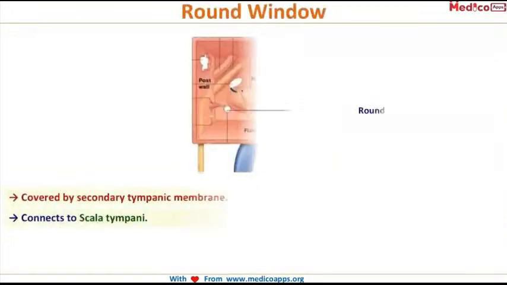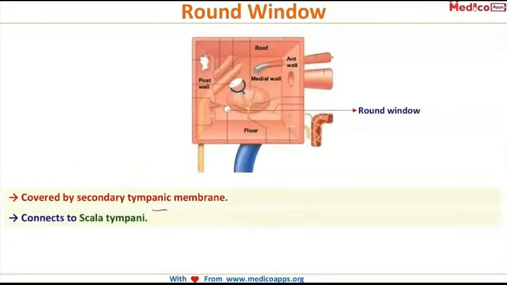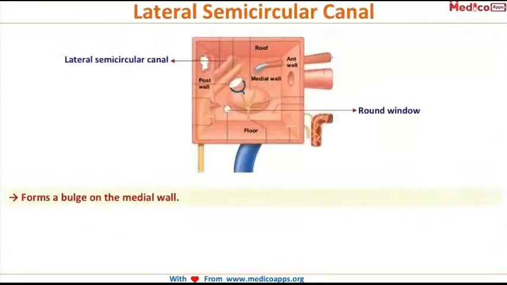Now the round window is covered by a secondary tympanic membrane. See, this is the round window, and it is covered by a secondary tympanic membrane, and it connects to the scala tympani. The next structure is the lateral semicircular canal. It forms a bulge on the medial wall. You can see this is the bulge that is formed on the medial wall due to the lateral semicircular canal.